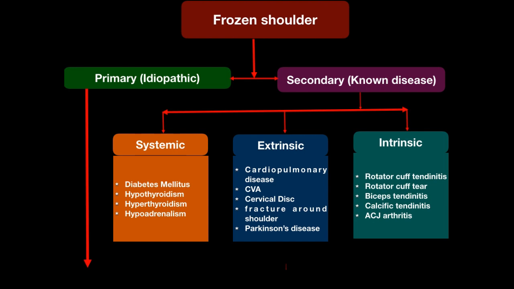If you see the incidence of primary and secondary frozen shoulder, the primary or idiopathic frozen shoulder occurs only in about 20% of the cases, whereas the secondary frozen shoulder accounts for about 80% of the cases. So to summarize, if we diagnose a case of frozen shoulder, there is an 80% chance that we'll miss some secondary cause of the frozen shoulder. So the idiopathic frozen shoulder is a diagnosis of exclusion.